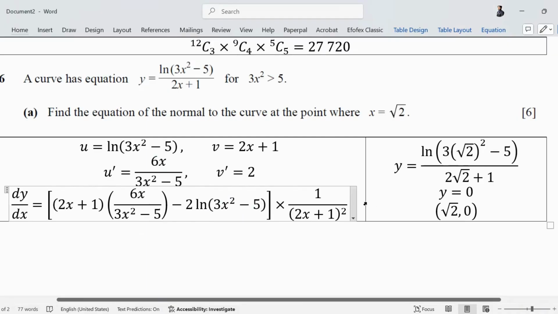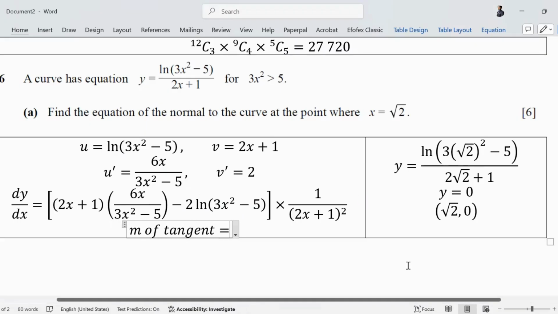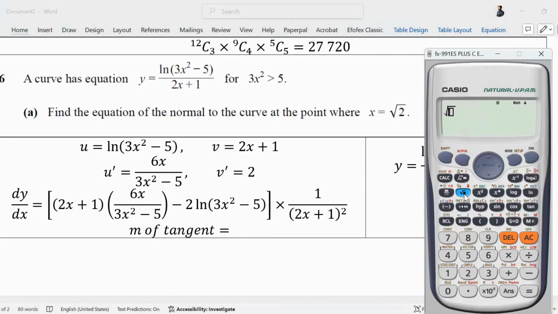Yes, now we will put in the values. That is what we'll be doing. The value of x, so I'll say that the gradient of the tangent or gradient of the curve will come. What do I need to do? I'll show you. Write square root of 2 first and put it equal to, this is your answer. Now you'll do 2 times answer plus 1.